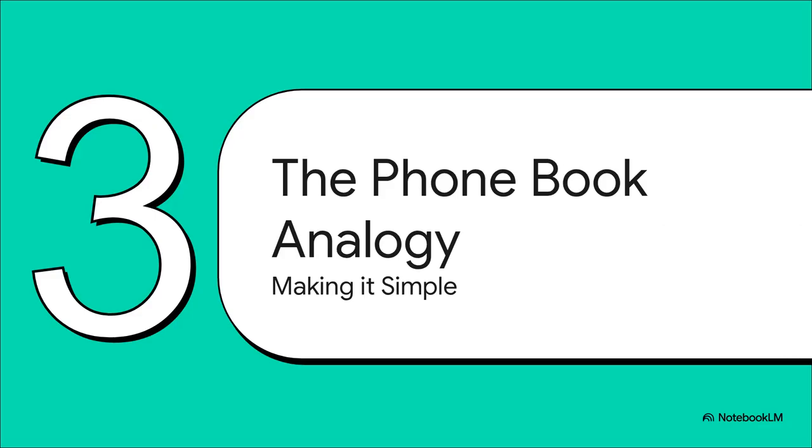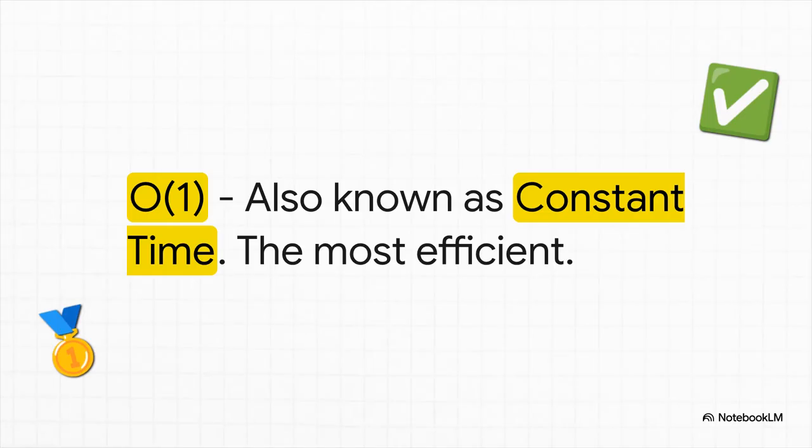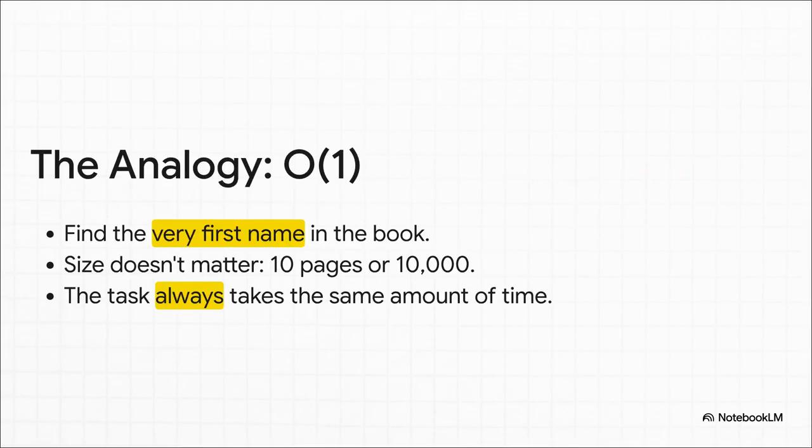Okay, to really get this, let's just forget about code for a second. We're going to use an analogy that I think you'll get right away, an old-school phone book. First up, we have the holy grail, the absolute best-case scenario. O of 1. We call this constant time. So, in our phone book world, your job is to find the very first name.